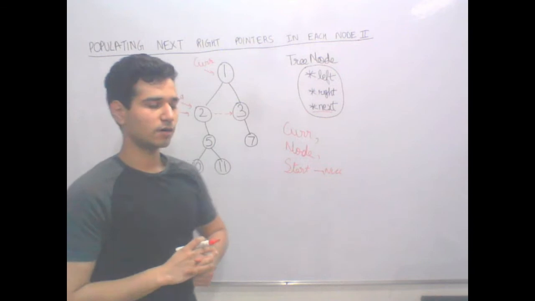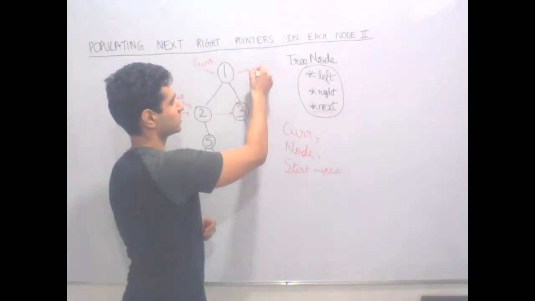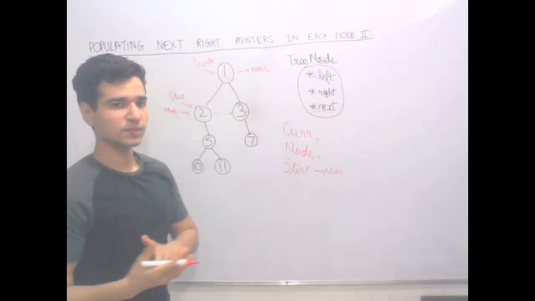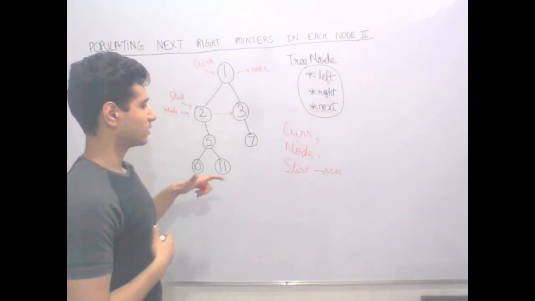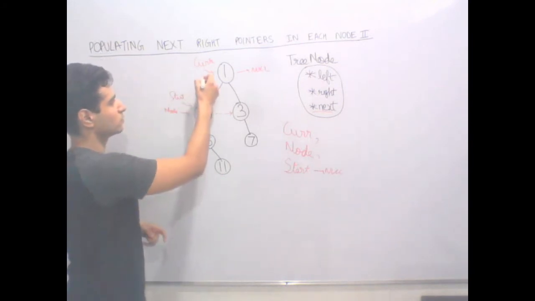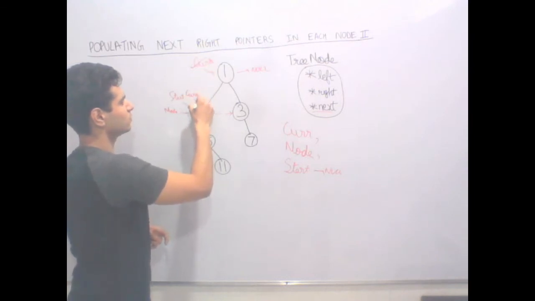So now at this level we are done, because its next is null and we cannot move there. So now we will move to the next level, which is start. So now current at this level is done. Current is at 2 now.